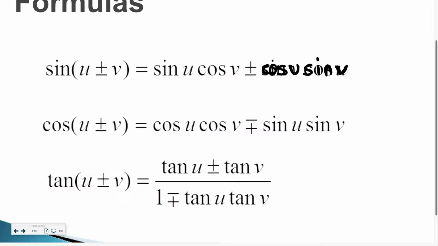Okay, and then your tangent formula, a little bit more involved. But remember, you're not having to memorize, you're just having to apply these. So if we have addition or subtraction inside of tangent, we would have tangent u plus or minus tangent v. Okay, so that stays consistent, but then 1 minus plus tangent u, tangent v.